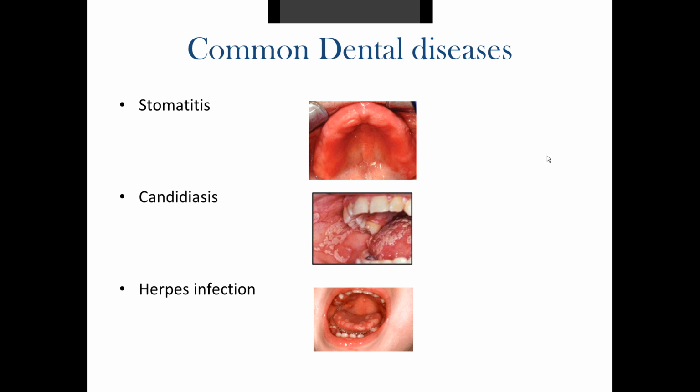Candidiasis is a white fungal infection of the oral mucosa. Again, this will be discussed later. In the second photo, you can appreciate the white fungal patches which are present on the cheek mucosa and on the tongue. Herpes infection is a viral infection seen in the third photo. It is of two types, herpes simplex or herpes zoster. Herpes zoster is restricted to only one side of the mouth. These are painful conditions and require a doctor's opinion.